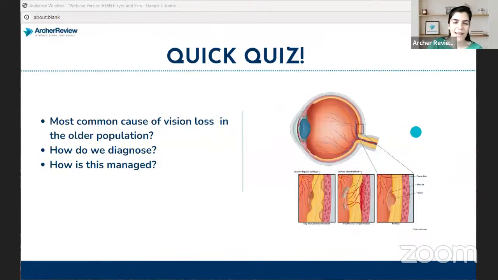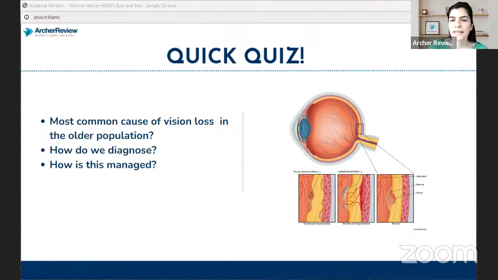All right, quick quiz. Most common cause of vision loss in the older population, what do you think? Awesome. See, macular degeneration. You guys know it. That's right. So remember, this is a slow loss of central vision. So that is normal, right?